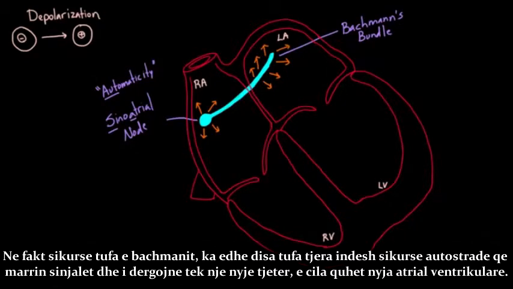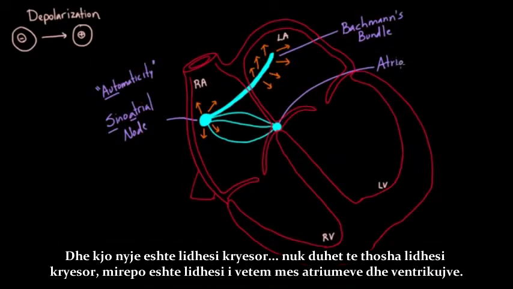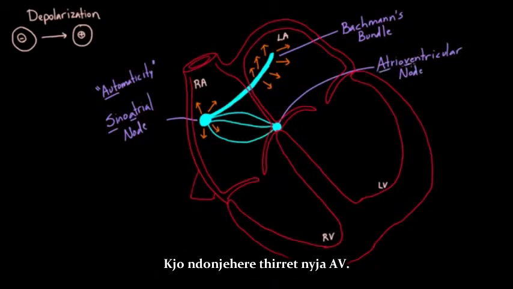And actually, just like Bachmann's Bundle, there are a few more little bands of tissue, almost like little highways, that take that signal down to another node called the atrioventricular node. So this right here is the atrioventricular node. And the atrioventricular node is really the only major connection, I shouldn't even say only major, only connection in most of us between the atria and the ventricles. The atrioventricular node, and this is sometimes called the AV node.